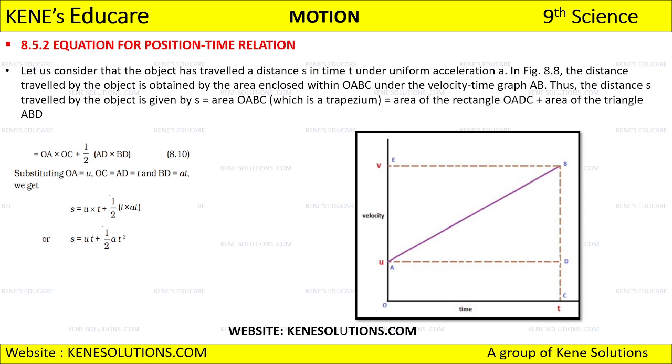Okay, so we can obtain that using the graph that has been given just beside, where we have the velocity and the time on y and x axis respectively. So time is on x axis and velocity on y axis. So using that we can get the equation as s is equal to ut plus half at square. Okay.